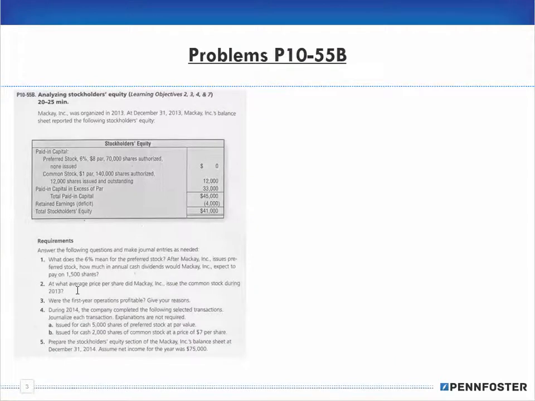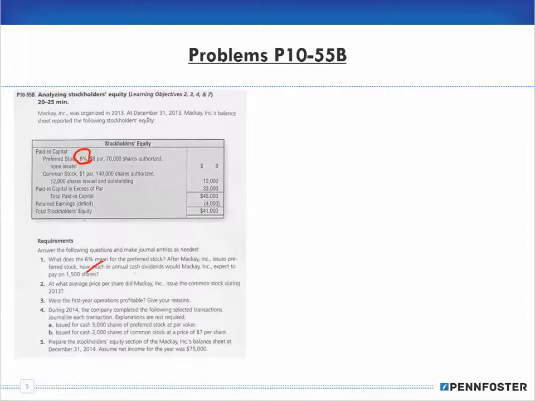Okay, so we're working on assigned problem 10-55B. It says here, analyzing stockholders' equity. McKay was organized in December of 2013. At the end of 2013, the balance sheet provided the following stockholders' information. Answer the following questions and make journal entries as needed. Number one, what does the 6% mean for the preferred stock? After McKay Inc. issues preferred stock, how much in annual cash dividends would McKay expect to pay on 1,500 shares?